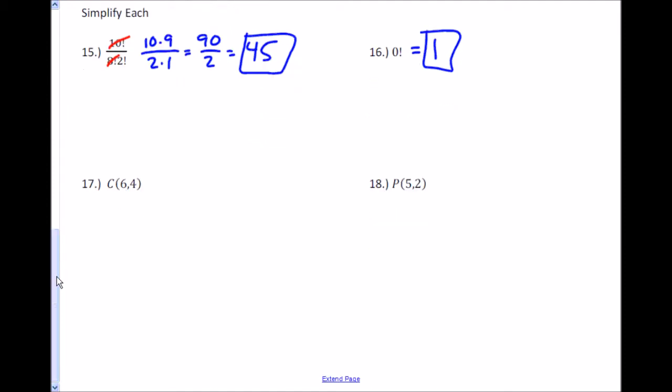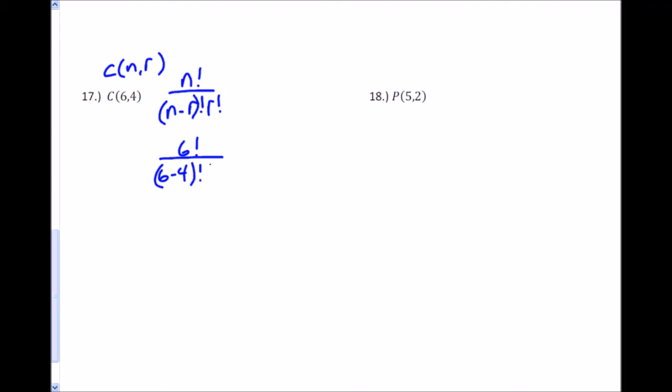Number 17, we're doing the combination. So remember, the combination of n choose r is going to be n factorial over r factorial times n minus r factorial. So that's going to be 6 factorial over 2 factorial, 4 factorial. Once again, I can reduce the 6 factorial and the 4 factorial. That's 6 times 5 over 2 factorial. So that's 30 over 2, which is 15. Okay?